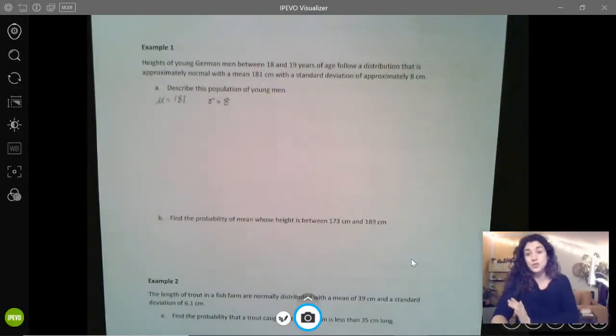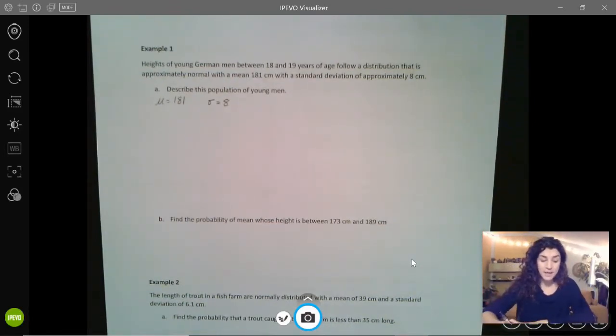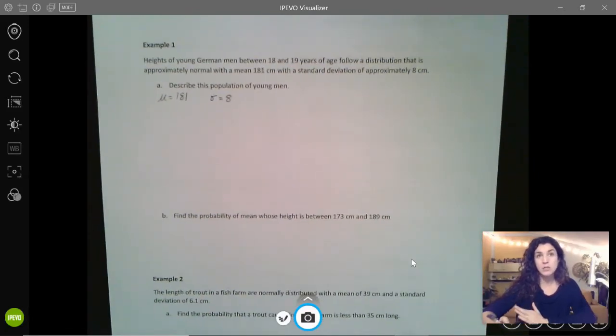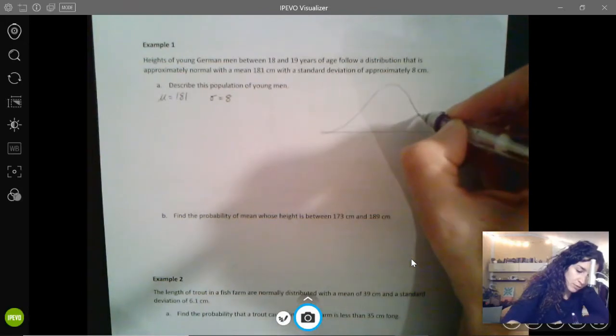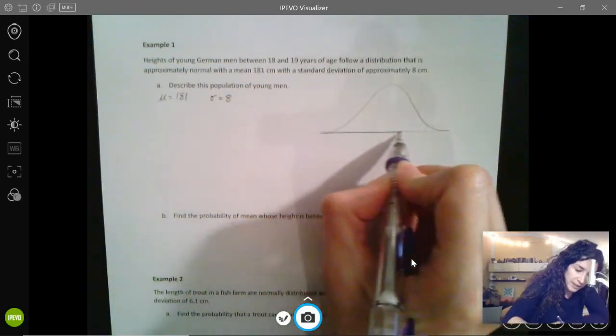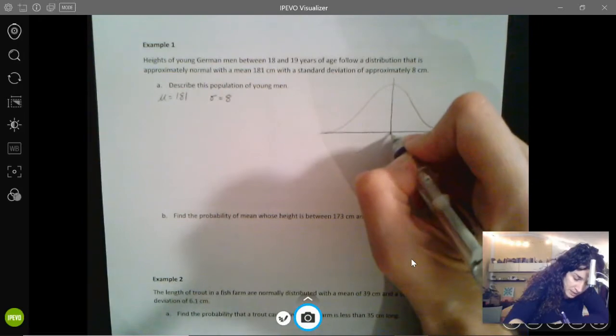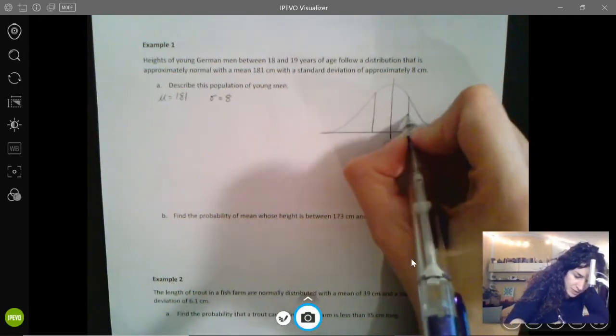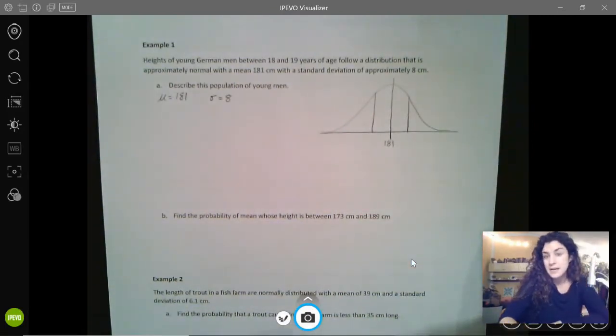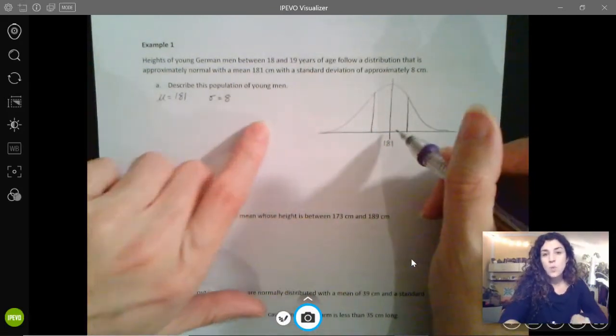It then says to describe the population of men, and that's a really vague question, but what it's asking you to do is understand what it means to be normally distributed, and then to verbally describe that graph. So if we had a graph like this with our bell curve, we've got our mean here at 181. And then we just say something like this is a standard deviation away. So this is 1 standard deviation away.